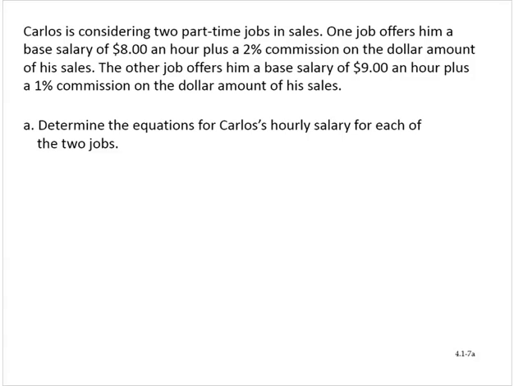Carlos is considering two part-time jobs in sales. One job offers him a base salary of $8 per hour plus a 2% commission on the dollar amount of his sales. The other job offers him a base salary of $9 an hour plus a 1% commission on the dollar amount of his sales. Determine the equations for Carlos' hourly salary for each of the two jobs.